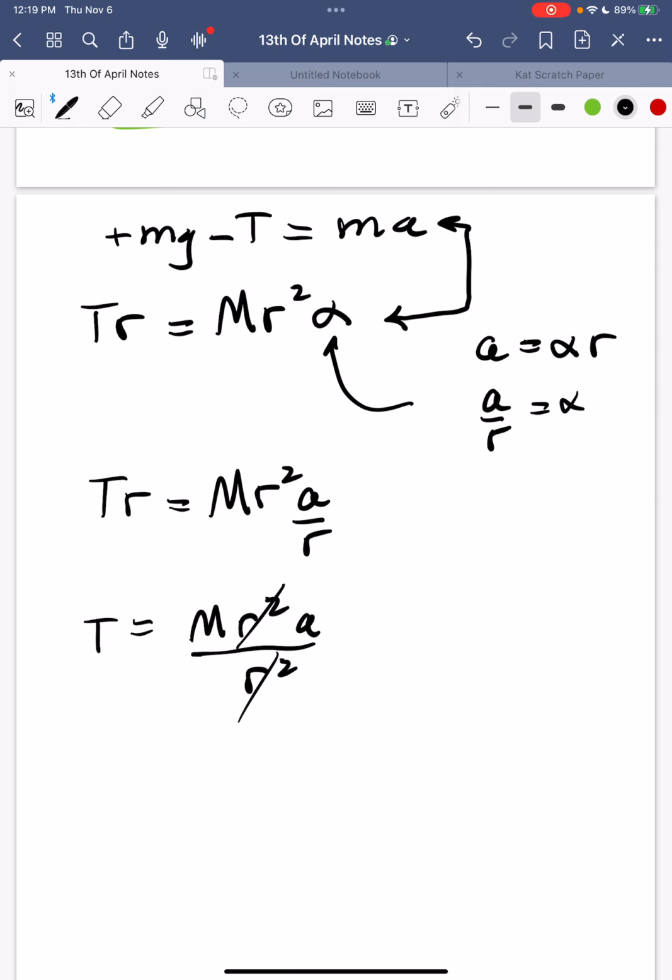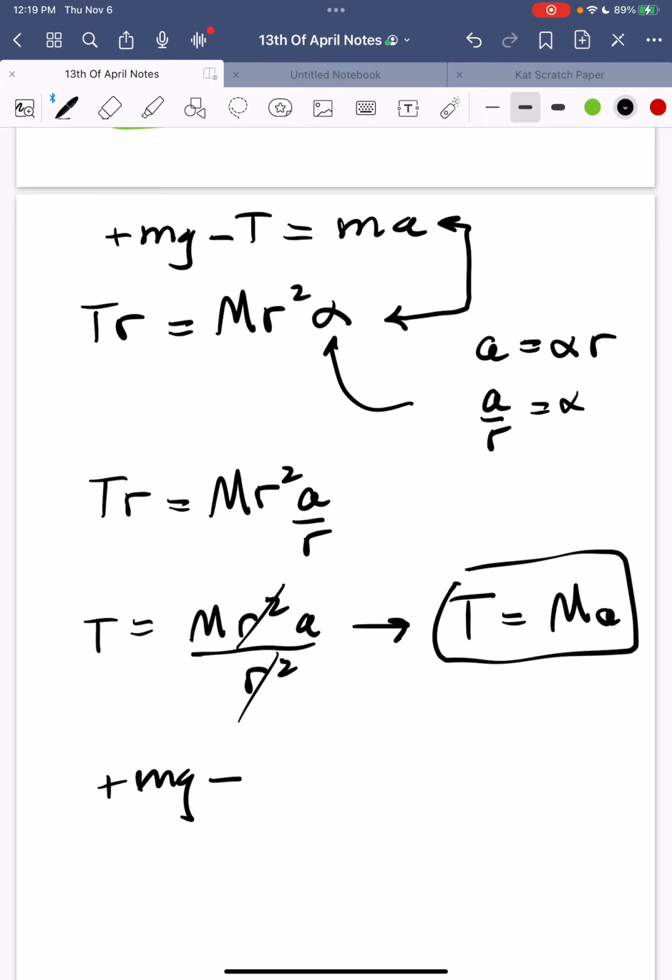The r squareds nicely cancel, and then we get something like this. The tension just basically equals the mass times the acceleration. So this is going to help us a lot. I can now take this and substitute it into the previous equation. So I had plus mg minus T equals ma.